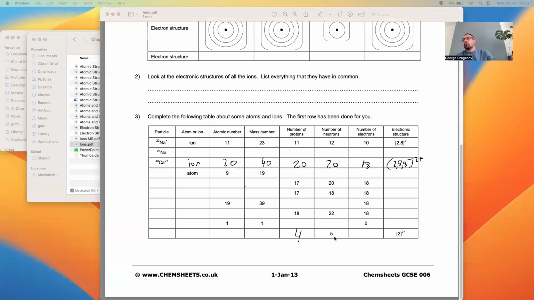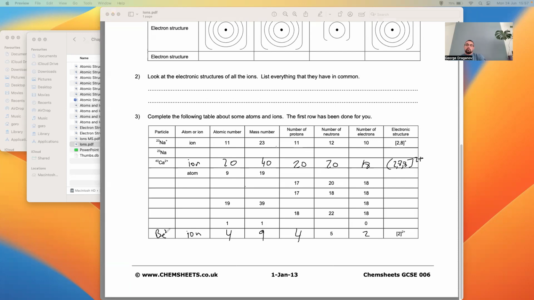So because the neutrons are 5, 4 plus 5 is 9. So the mass number is 9. The protons are 4, so the atomic number is 4. There's a charge, so it is an ion. It is in fact beryllium. Now the electrons are 2 less than the protons. In this case, it's only 2. So you put 2. So you've lost 2 negative electrons, so the charge is now plus 2 because the positive outweighs the negative.